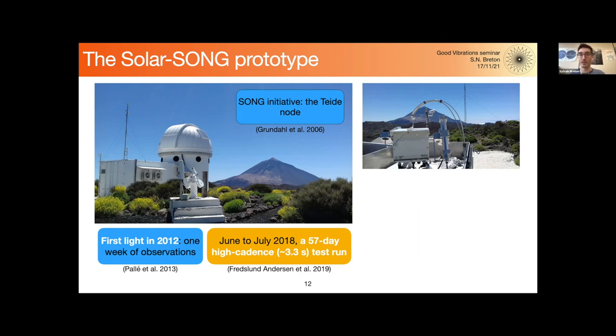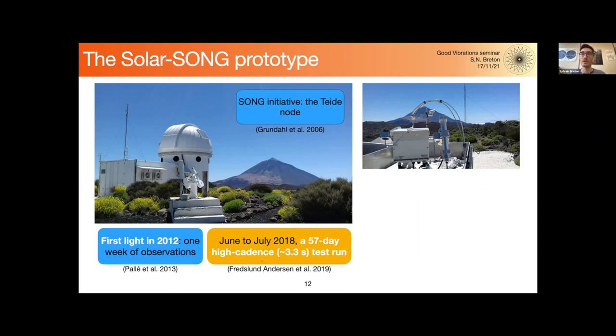But the spectrograph was also plugged on an optical fiber that was able to drive solar light on the spectrograph. And the first light for this observation of the sun with SONG, Solar SONG, was 1 week of observation in 2012, for which the outcome was presented in Pai et al.